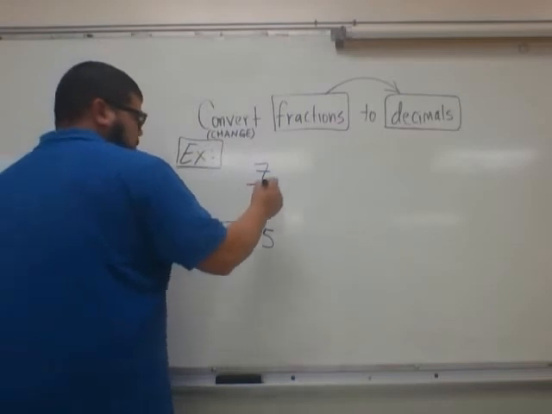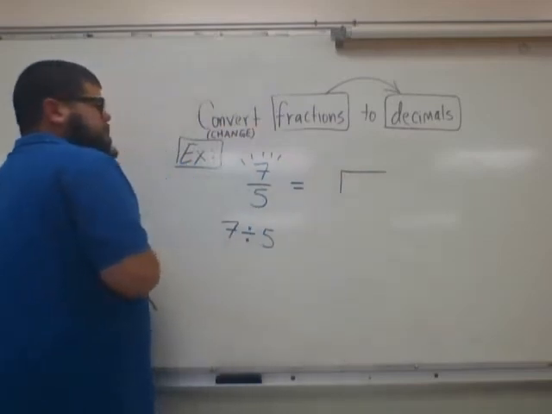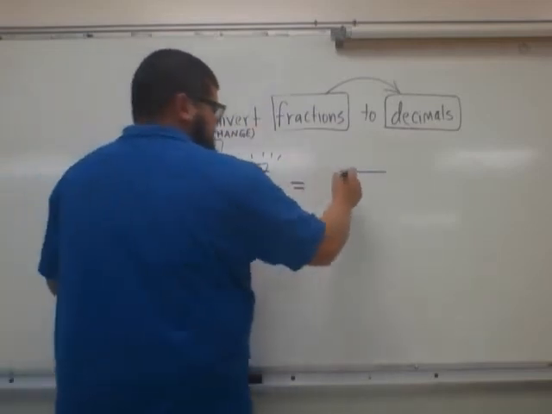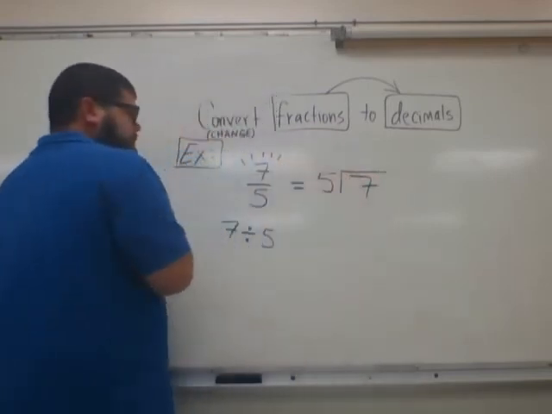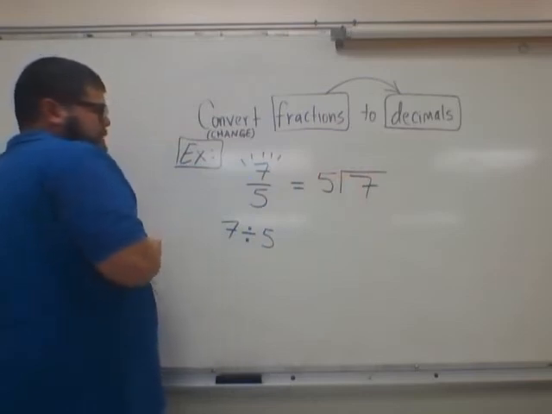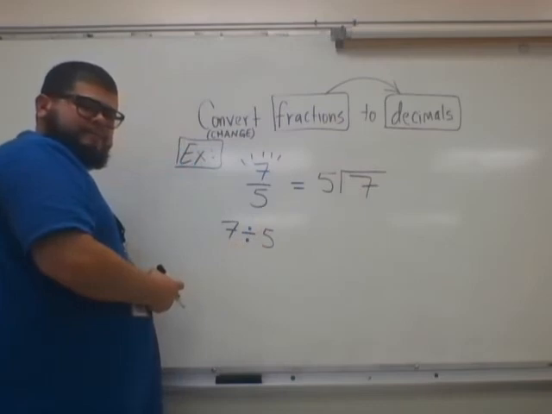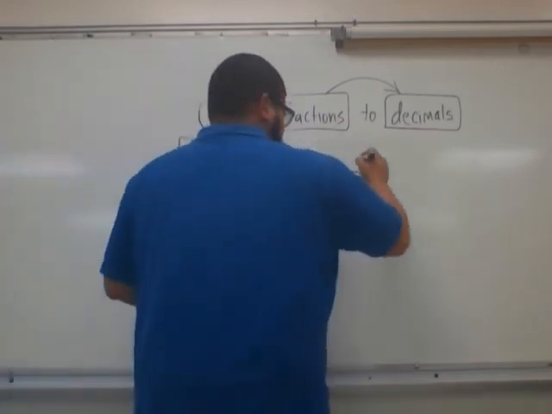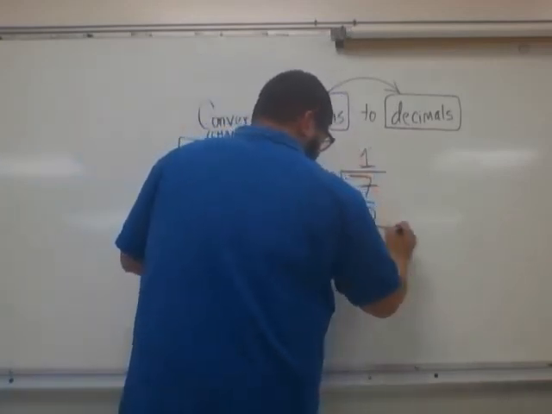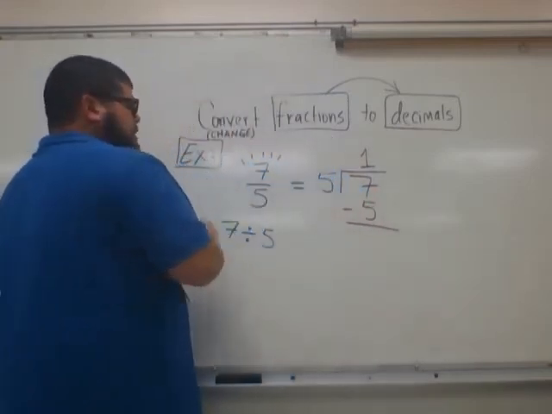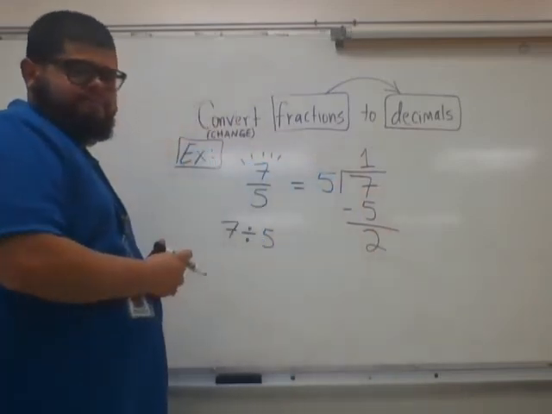Alright, so let's go ahead and work our problem out. 7's getting rained on. Where does it want to go? Inside, right? 5 is the crazy one. He wants to go out. Now, 5 goes into 7 how many times? Once, right? So we're going to write 1 up here. 5 times 1, we get 5. Subtract. 7 minus 5, we get 2. Now, we have a remainder.